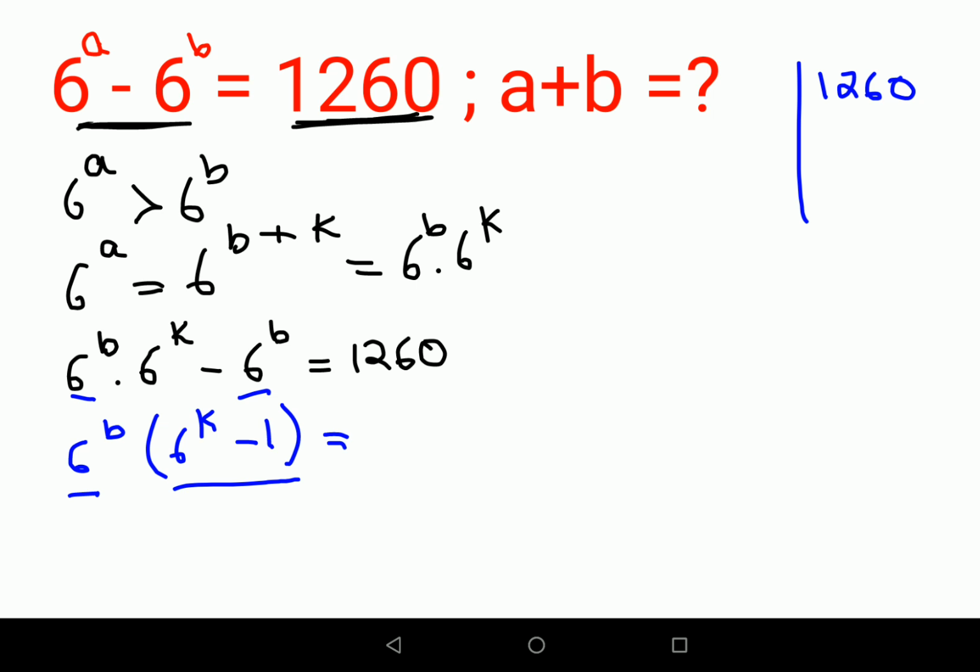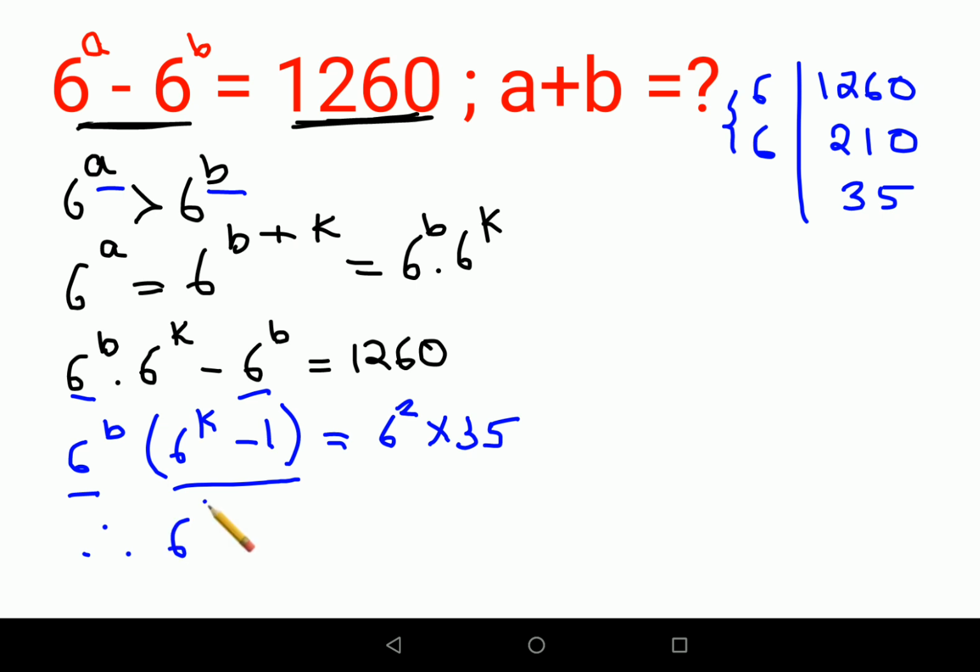Factorize 1260 in such a way that we get some power of 6, a product which is getting multiplied to some value. So let's try with 6. We'll get 210. Then we'll try with 6 again. So you will get 35. So I can write this as nothing but 6 into 6, that is 6 square, into 35. Now obviously since we know that these values are proper integers, I can say therefore 6 raised to b is equal to 6 square.